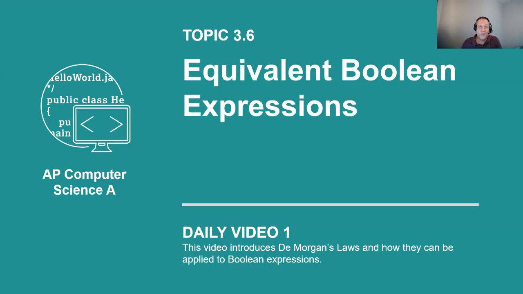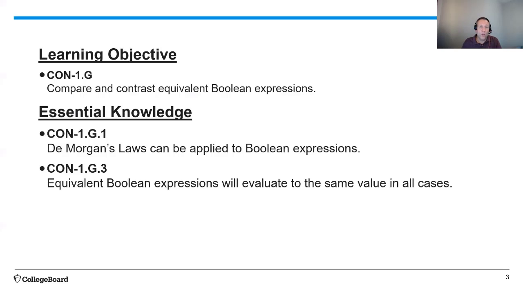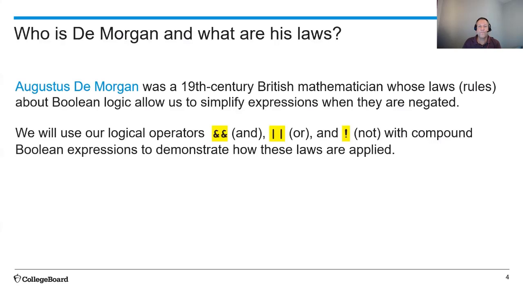Today we are going to discuss topic 3.6, which is equivalent Boolean expressions. And in this first of two videos, we are going to introduce De Morgan's laws and talk about how they can be applied to Boolean expressions. So what will we learn? Well, we are going to compare and contrast equivalent Boolean expressions, and we're going to use De Morgan's Law to do that. And we'll see how these equivalent Boolean expressions will evaluate to the same value in all cases.